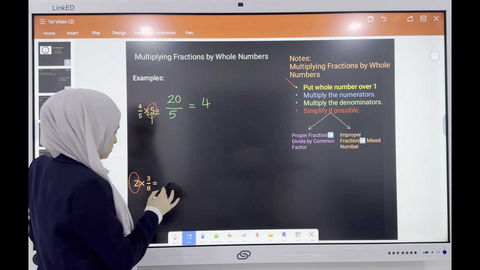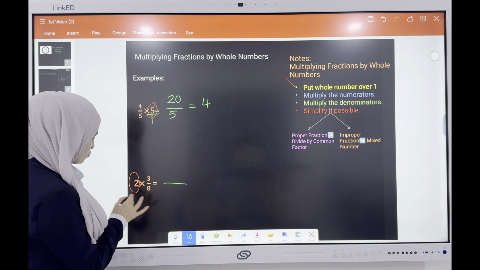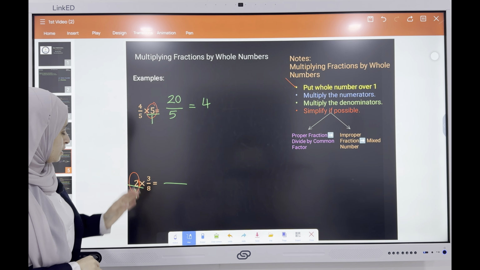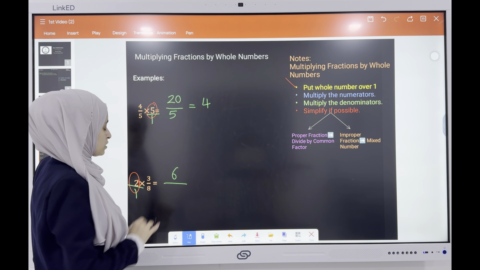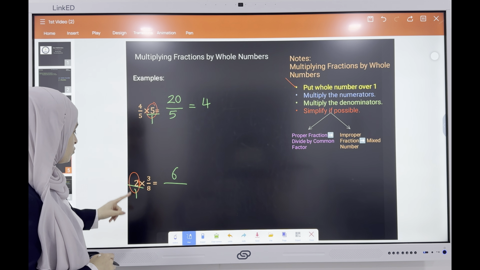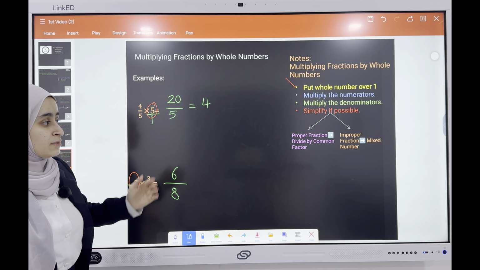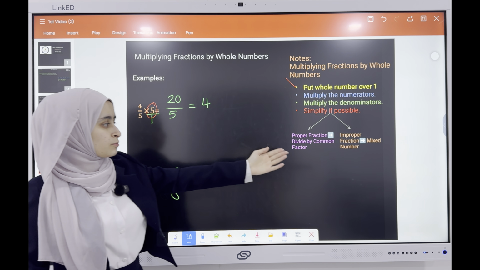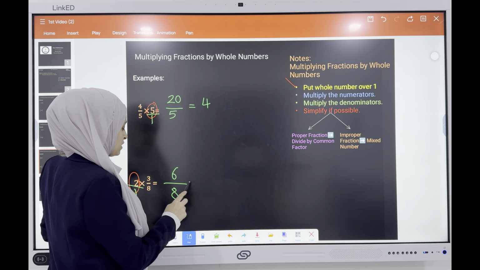Now the second one. Again, if we don't have a denominator, it means our denominator is 1. Now, multiply numerators. 2 times 3 is equal to 6. Then multiply denominators. 1 times 8 is equal to 8. Simplify by these two ways. Is it a proper or improper fraction? It's a proper fraction because 6 is less than 8.